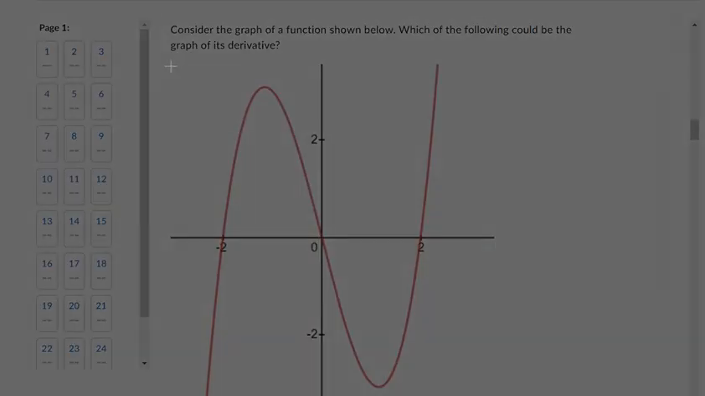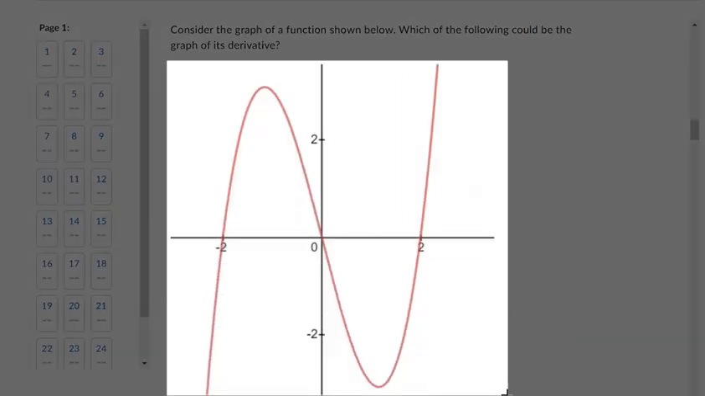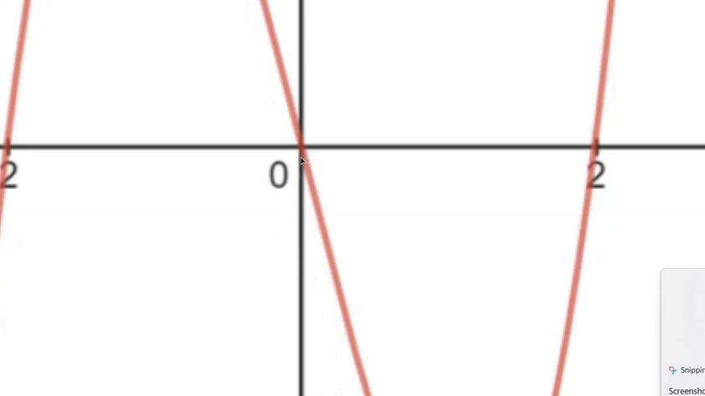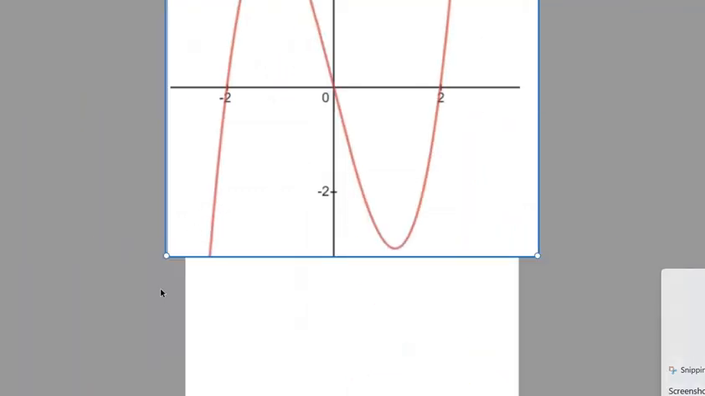We're asked to say which function could be the derivative of this function. I'll have to take a look at the options, but we can at least get an idea from looking at the graph.